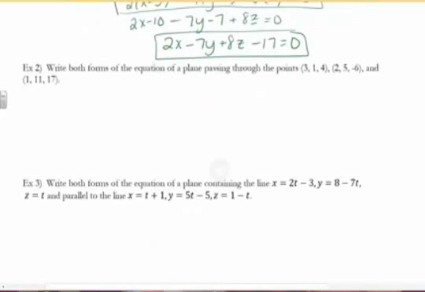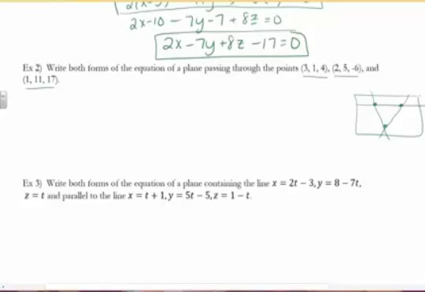Right, both forms of the equation of a plane passing through 3 points. All right, now there's a lot more to do in this question, and the reason this question is second is because if you think about it, a line is defined by 2 points. A plane is defined by 3 non-collinear points, because as soon as you add in that third point, the best you can do is a triangle, and a triangle exists on a plane.